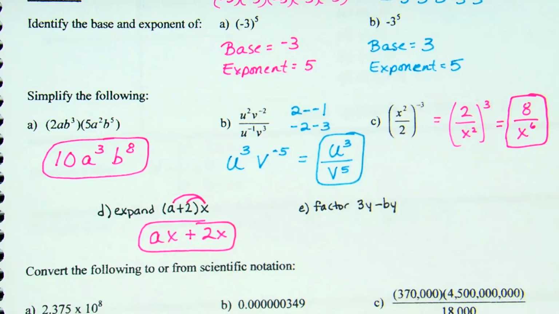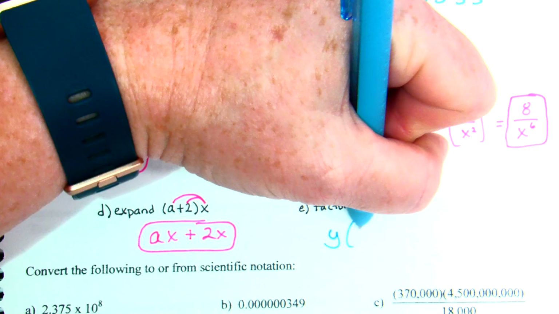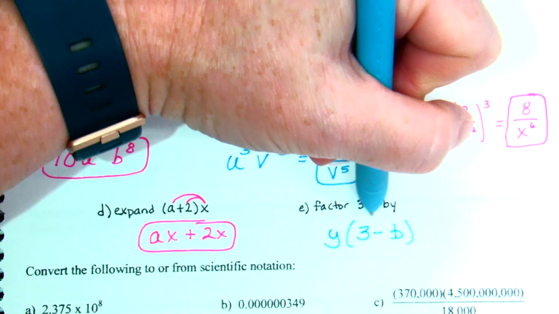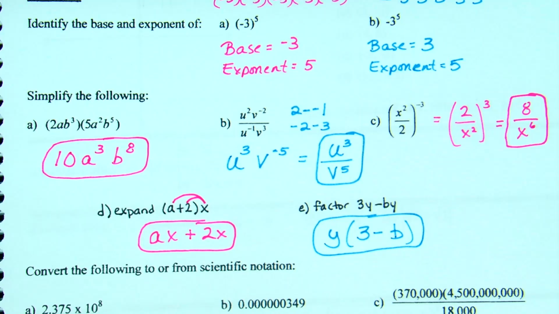What about E? It says factor. And that is 3y minus by is what that says, just so you know. How do we factor 3y minus by? Take y out of E. Yeah, there's a GCF of y. Both terms have a common factor of y. So we factor the y out front, and what's left in the parentheses? 3 minus b. And then that's as far as we can go there.